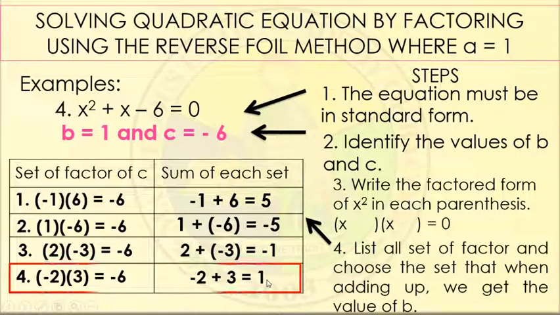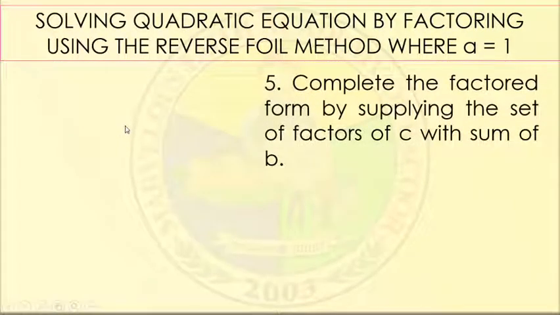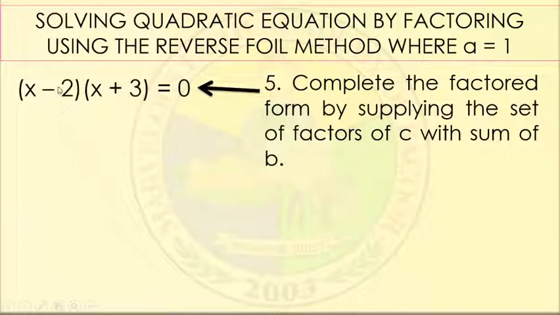Okay? So magiging sagot natin dito ay negative 2 plus 3. Ang factor pala natin ay negative 2 and 3. Okay? So, complete the factored form by supplying the set of factor of c. So, complete na natin. So, ang nakuha natin ay negative 2 and positive 3.